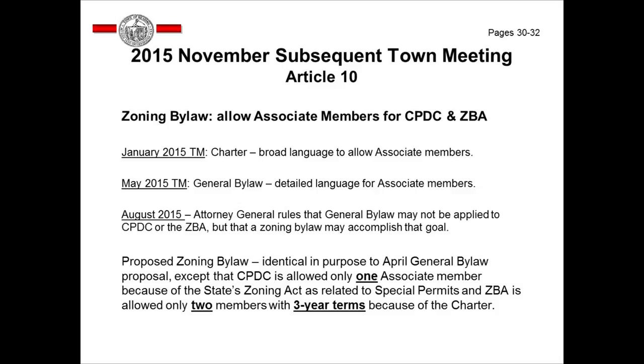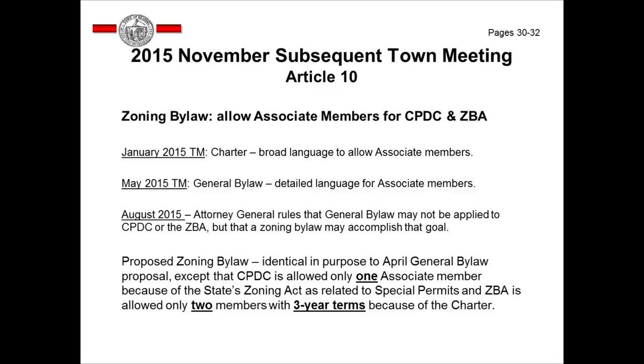This body did that in May and approved one, and in August, the Attorney General disallowed some portion of that general bylaw and asked us to instead take the action proposed tonight, which specifically is for CPDC and ZBA, to have associate members only with the zoning bylaw. The general bylaw is very broad, and it would result in some things that the charter specified. For instance, the charter said two members and three-year terms for ZBA, so the general bylaw would have gone along with that and allowed that.